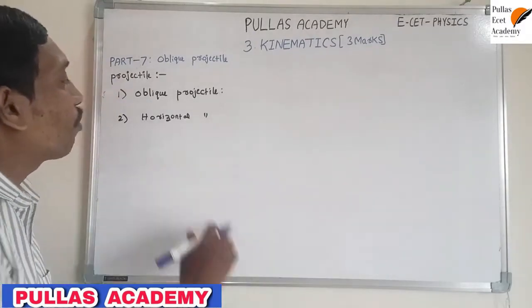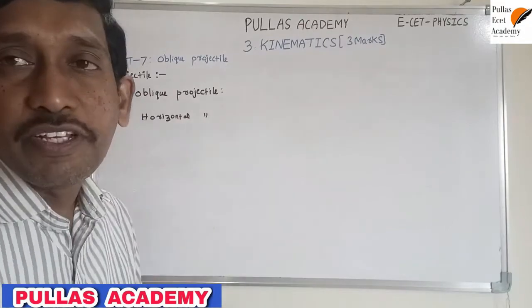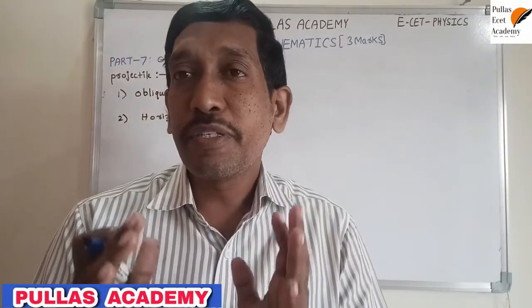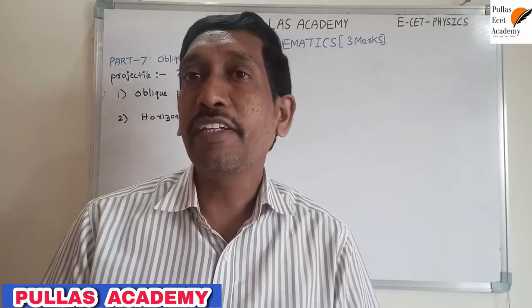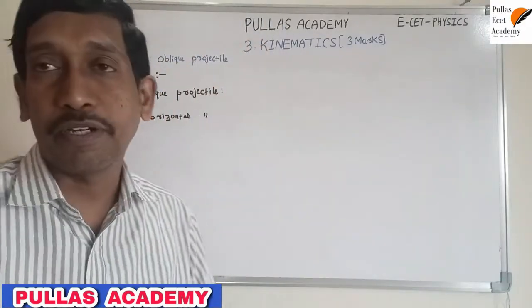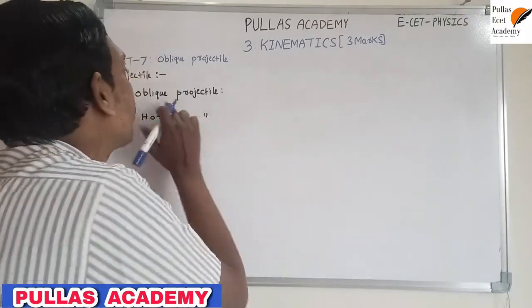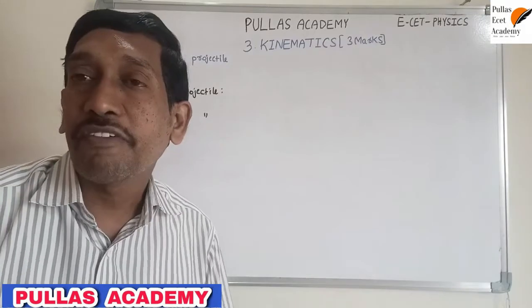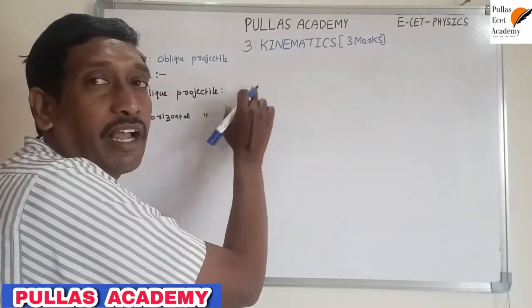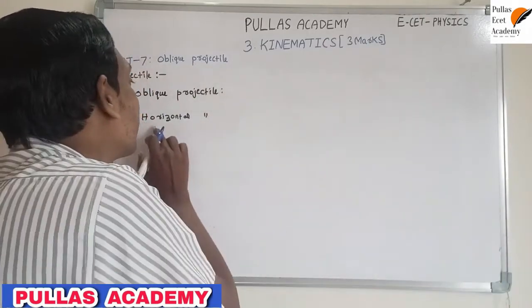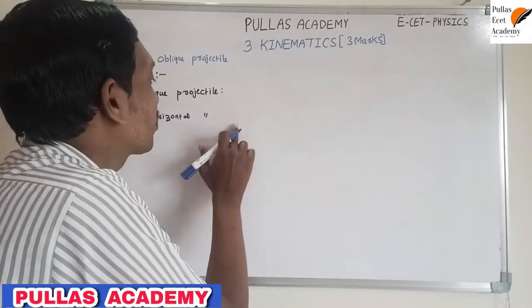Whereas what is a horizontal projectile? Just a small difference. A body which is projected horizontally from a certain height is called a horizontal projectile. That means it is projected along the horizontal direction. That's the difference, a small difference. In the next video we will discuss it clearly.